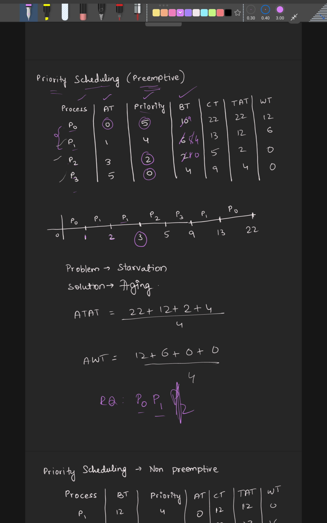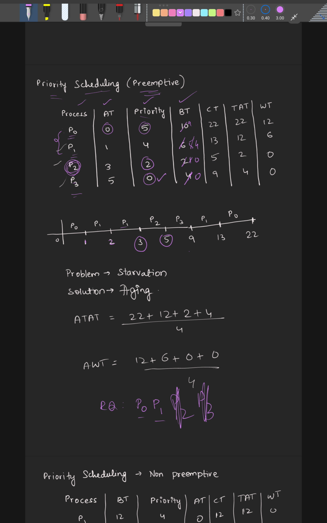And now the arrival time is 5. When the arrival time is 5, we have P0, P1 and P3, as P2 has already been executed. Now P3 has the highest priority, so P3 will get executed completely. So 5 plus 4, that is 9. P3 will be removed from the ready queue.